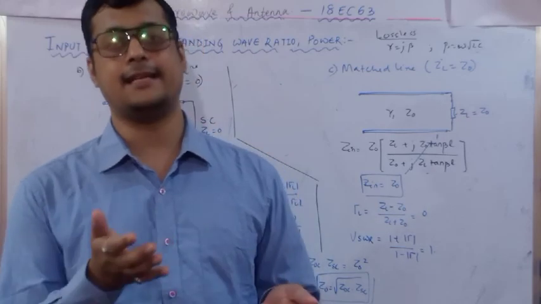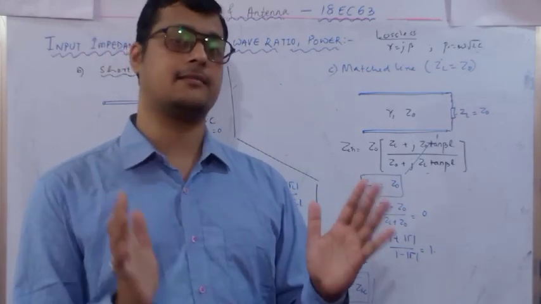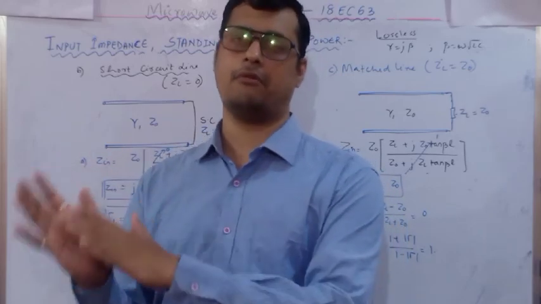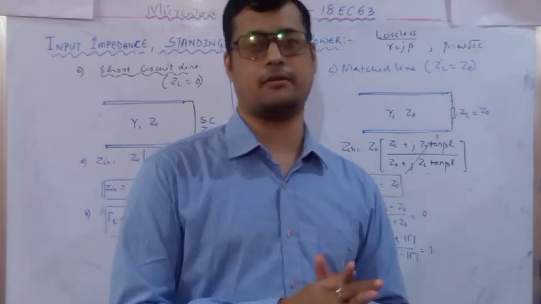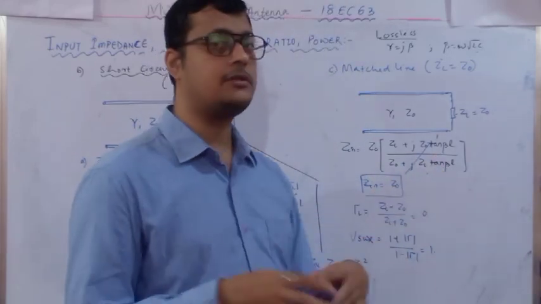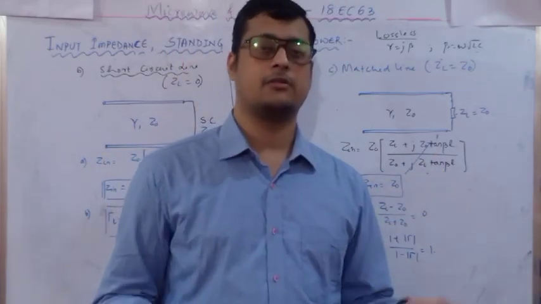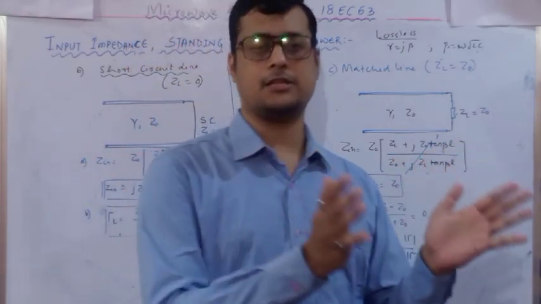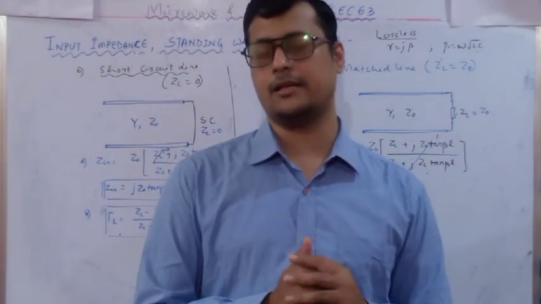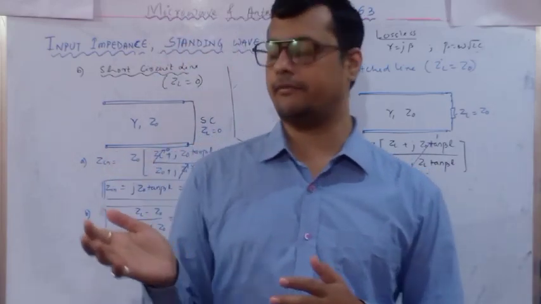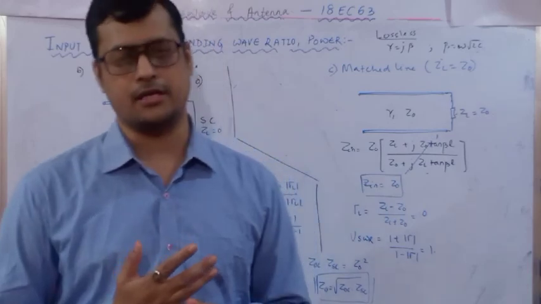If your length is lambda by 2, then I will say it is called a half wave transformer. If the length is equal to lambda by 4, then it is called a quarter wave transformer. And in place of this L, you have to substitute that value. So if you substitute lambda by 2, that means for a half wave transformer we are calculating the parameter. Similarly, if the length is lambda by 4, then we are calculating for a quarter wave transformer.